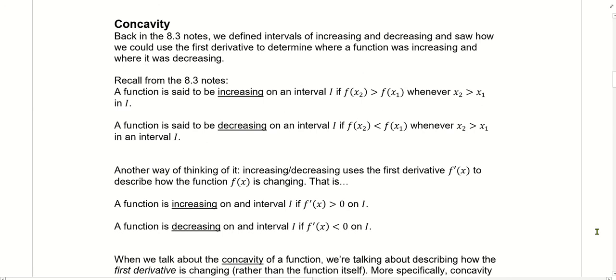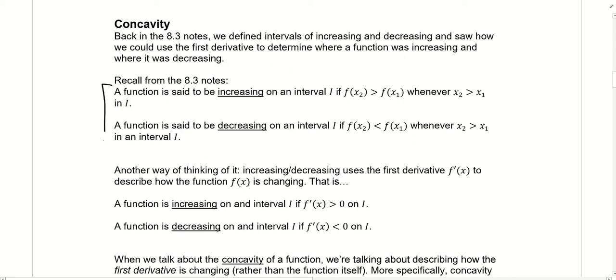Like I mentioned, back in the 8.2 notes, we briefly talked about concavity when we were talking about how to identify local extrema using the second derivative test. And so a lot of this is a little bit of review of the second derivative test and this definition of concavity. If we go back to the 8.3 notes, when we were talking about intervals of increasing and decreasing, we talked about how we could use the first derivative to determine increasing and decreasing for a function.